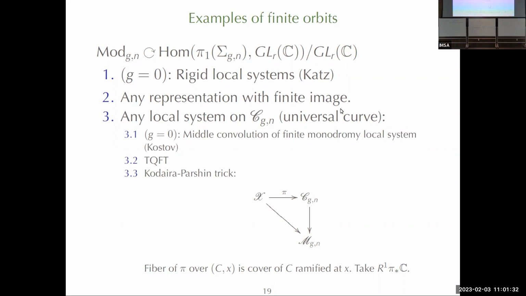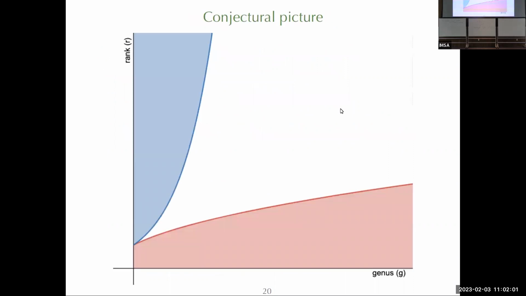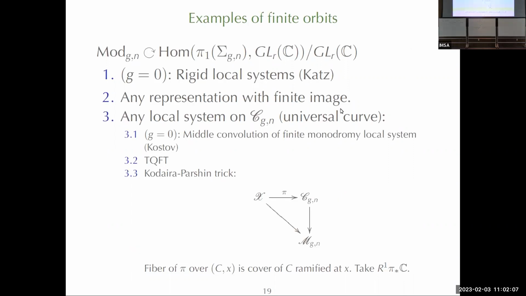Okay, so the moral, I hope you'll forgive this philosophical comment, is that there are lots of interesting examples. It's a little bit hard to find finite orbits, but every time you do, they're related to geometry. I really love the classification of rigid local systems, and I think the classification of these finite orbits is a plausible generalization of that story to higher genus, or at least a plausible generalization of that question to higher genus. Okay, so let me make some conjectures about the picture before I tell you about the proof of the main theorem. Maybe I should pause. Are there any questions about any of these examples?